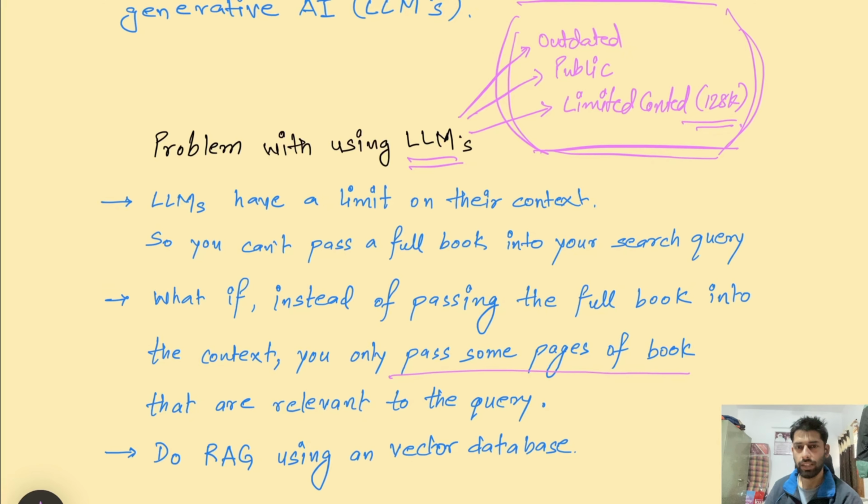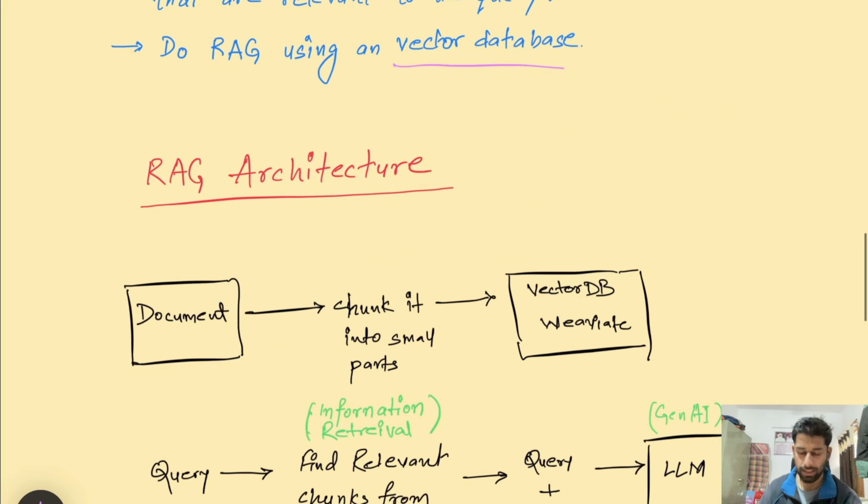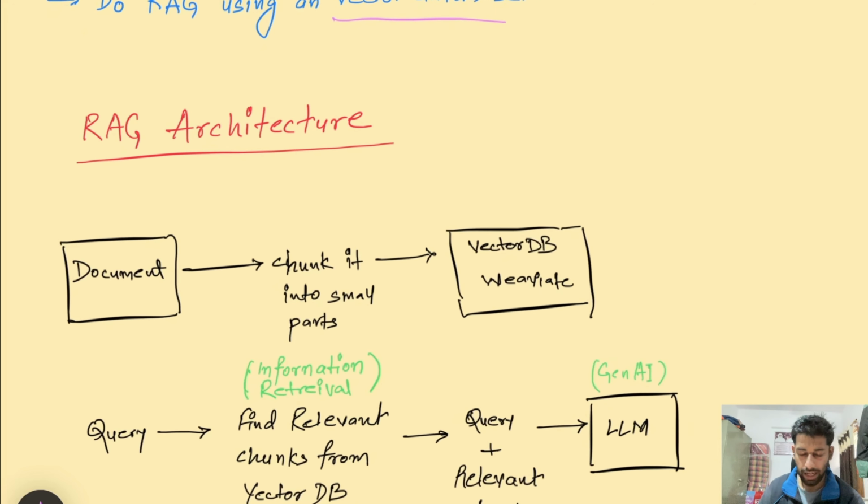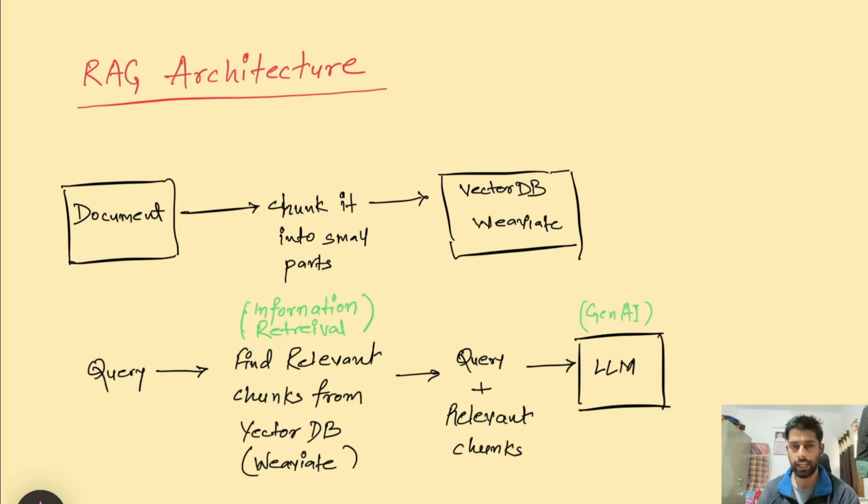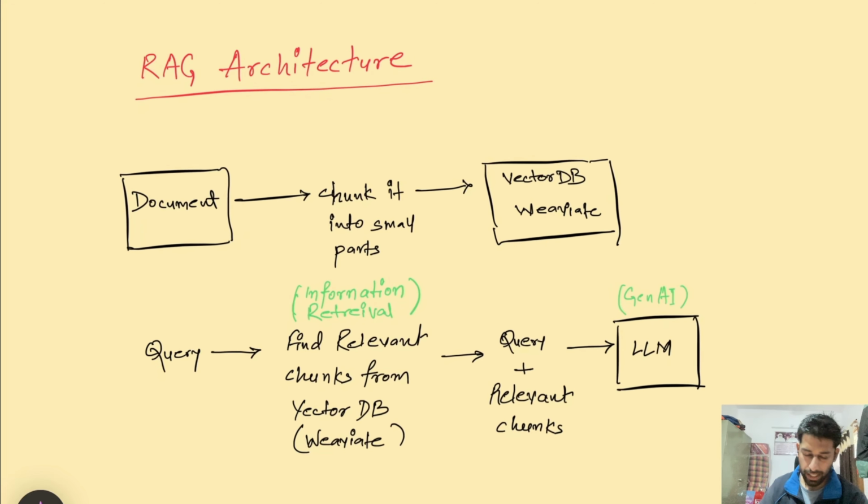So how can we pass only some of the pages which are related to our query? That's where the vector database comes into action, and using this vector database, we are going to perform RAG. Now let's look at the RAG architecture and how this retrieval of relevant pages or information comes in. To do that, in the RAG architecture, we are going to use a vector database.